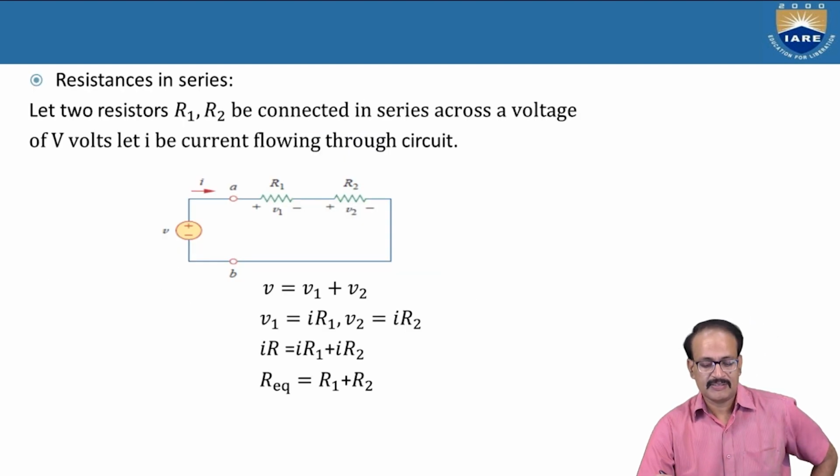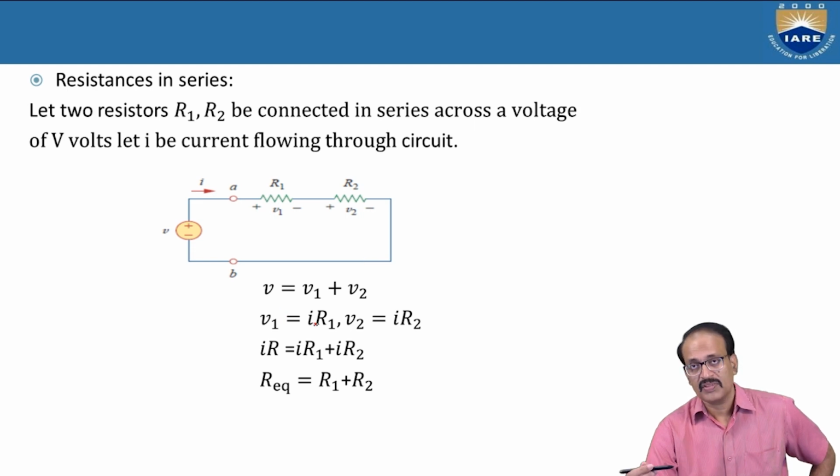What is the equivalent resistance in a series circuit? We will observe with the help of this circuit, and also we will apply KVL. This is the source voltage. The source voltage is equal to the sum of the individual voltages. So V is equal to, the voltage at R1 we will assume is V1, and at R2 is V2. So V is equal to V1 plus V2.